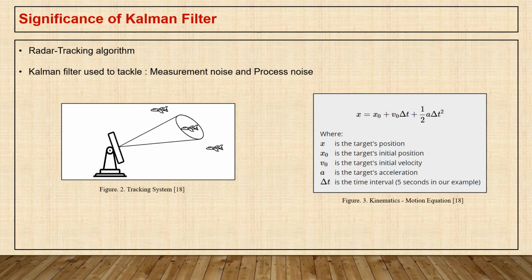As shown in figure 2, there is a specific tracking system which would work on the concept and properties of the Kalman filter, and the basic kinematics or the motion equation, where x is the target's position, also involves the concept of the Kalman filter, which is used widely in radar tracking systems.